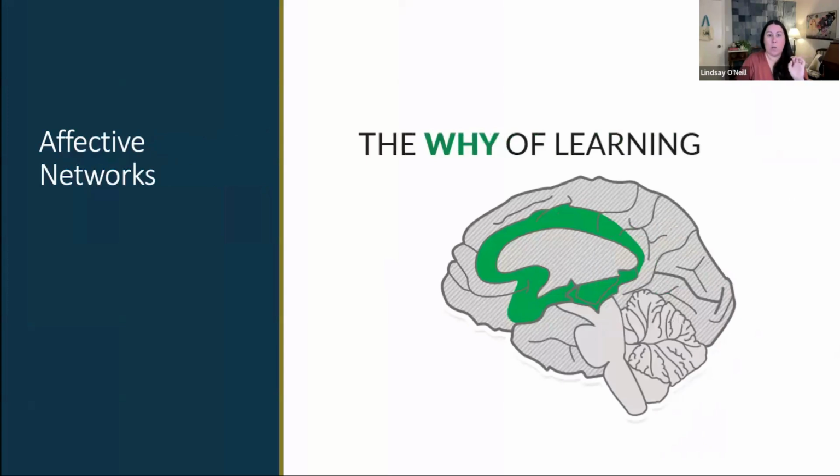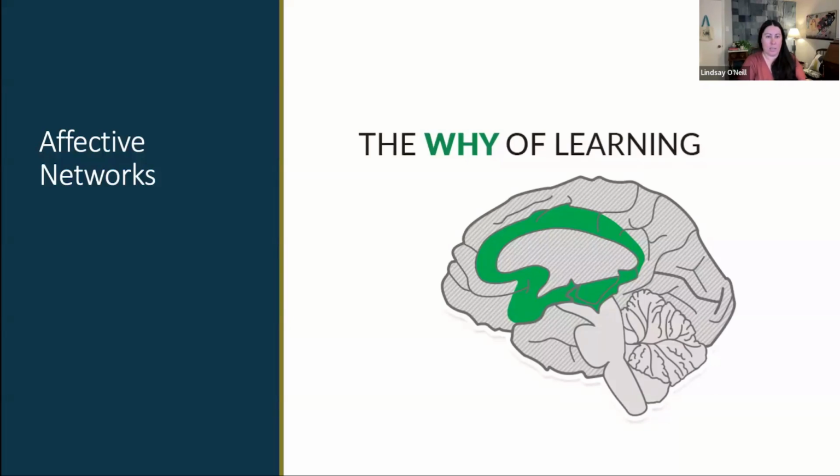So a quick overview of these. The affective networks, you may recognize the word affective as being related to emotion, to motivation. This is why are we learning? I like to say a lot of the time, if learners are not paying attention, they are not learning. They have to be motivated to pay attention. So the affective networks are involved in emotional regulation, motivation, engagement.